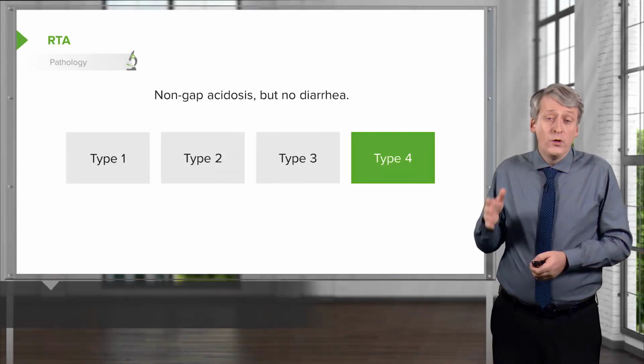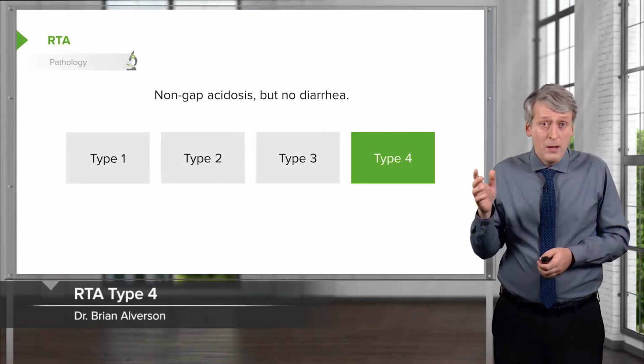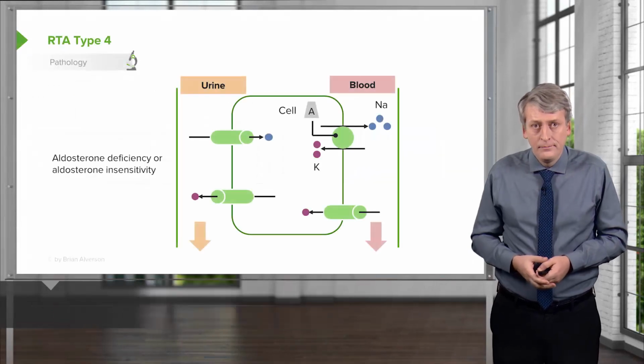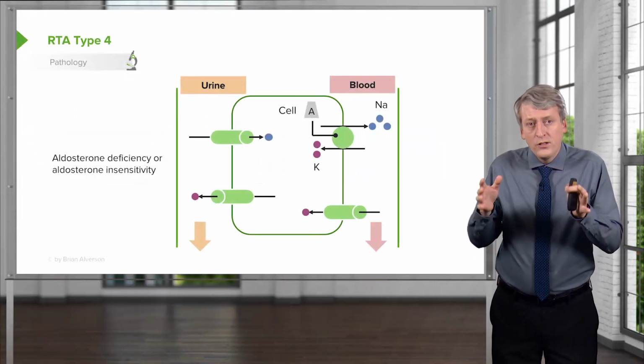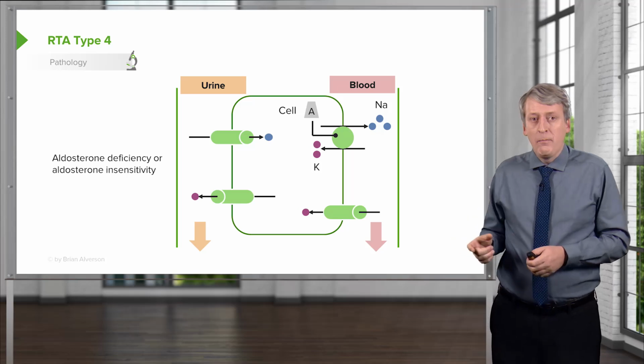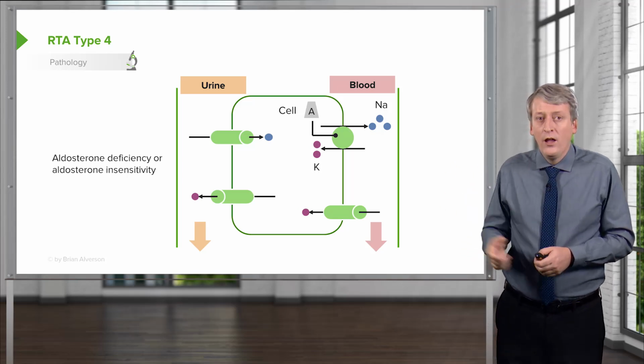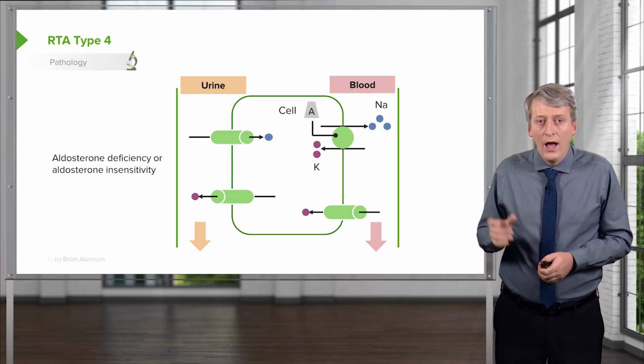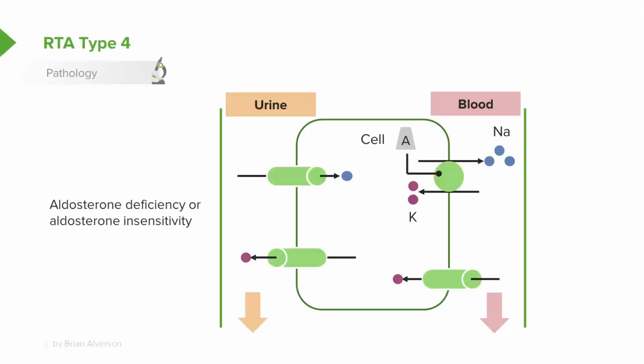Let's move on, though, to a type you do have to know about, which is type 4 RTA. Type 4 RTA happens as a result of a lack of responsiveness to aldosterone. So, as we recall, aldosterone causes an activation of a counter-exchange mechanism of sodium and potassium.